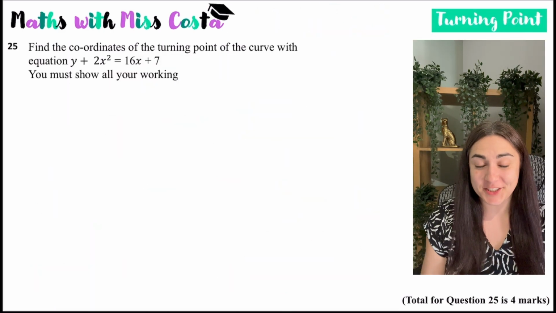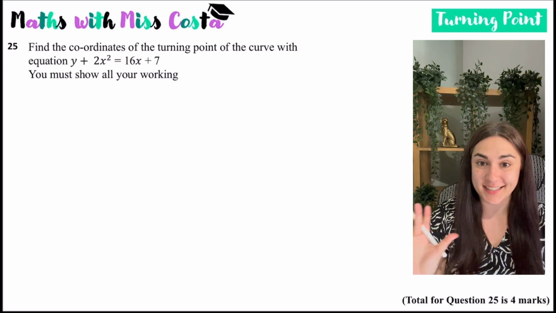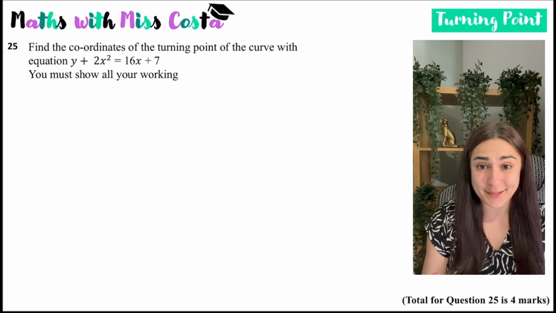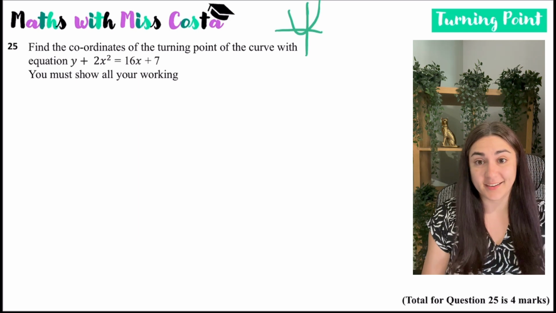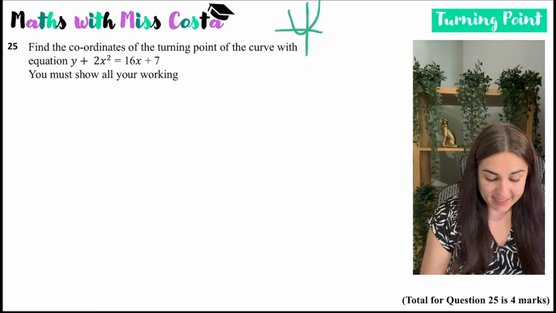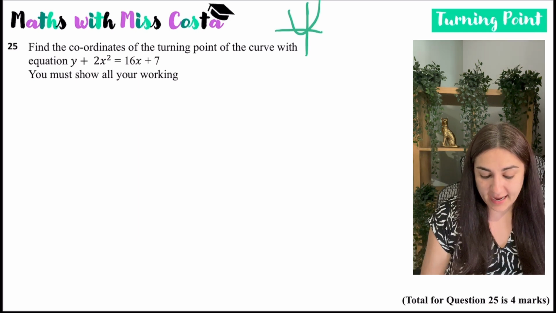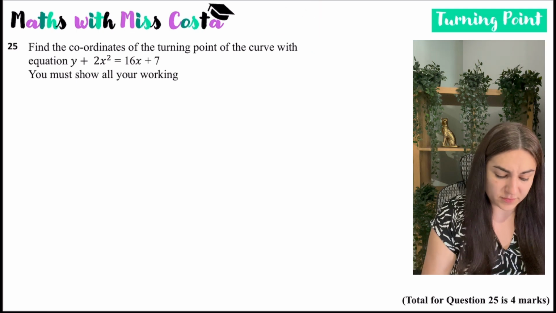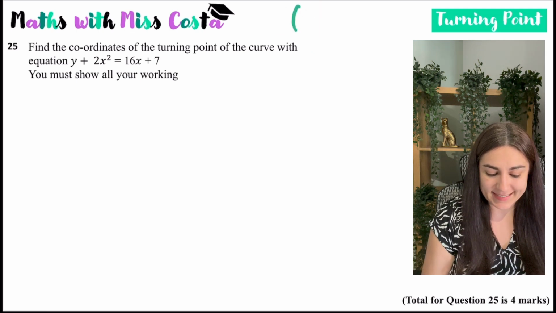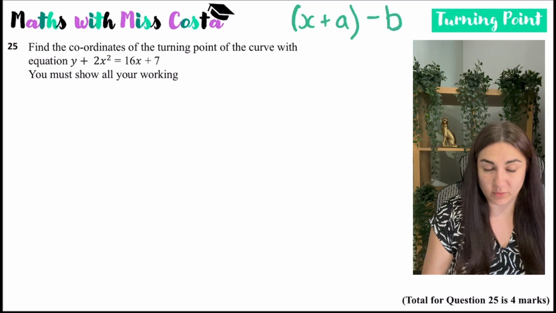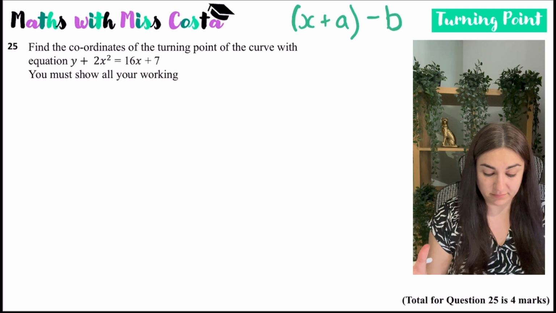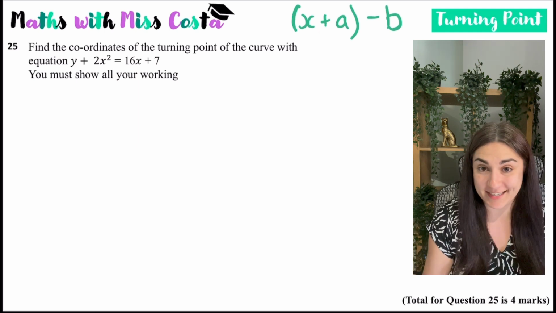Okay, so for the last question, we're dealing with the turning point of a curve, and it's not as scary as it seems. All it literally means is where the curve turns, okay? And the way we do that is generally you've got a quadratic, and the only way to find the turning point is by completing the square. So completing the square, you always end up with x plus a and then minus b or something like that. That's just how you do completing the square.